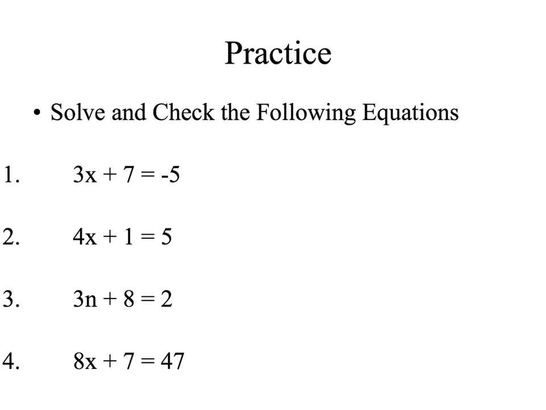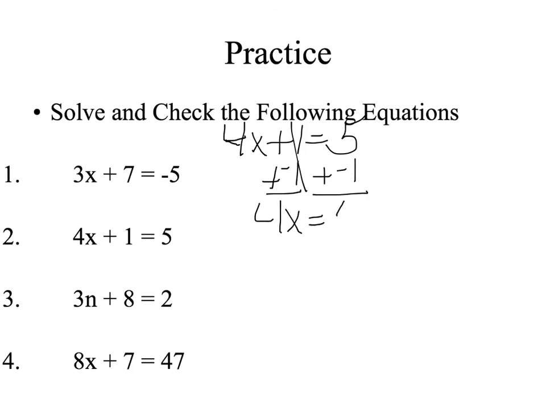Alright, problem number 2. 4x plus 1 equals 5. Again, I'm going to get rid of the 1 first because it's the piece without the variable. So I'm going to add negative 1 to each side. So 4x equals 4. Divide by 4. Divide by 4. 4 divided by 4 is 1.